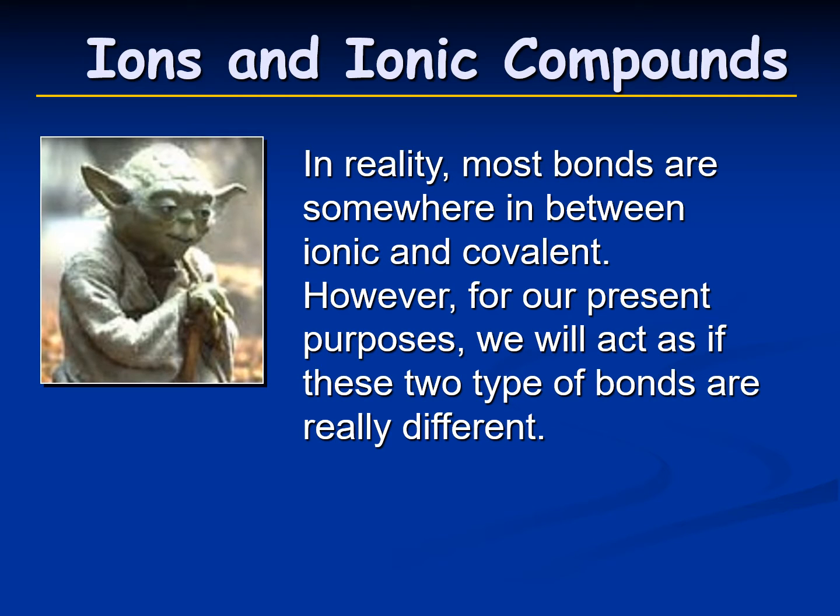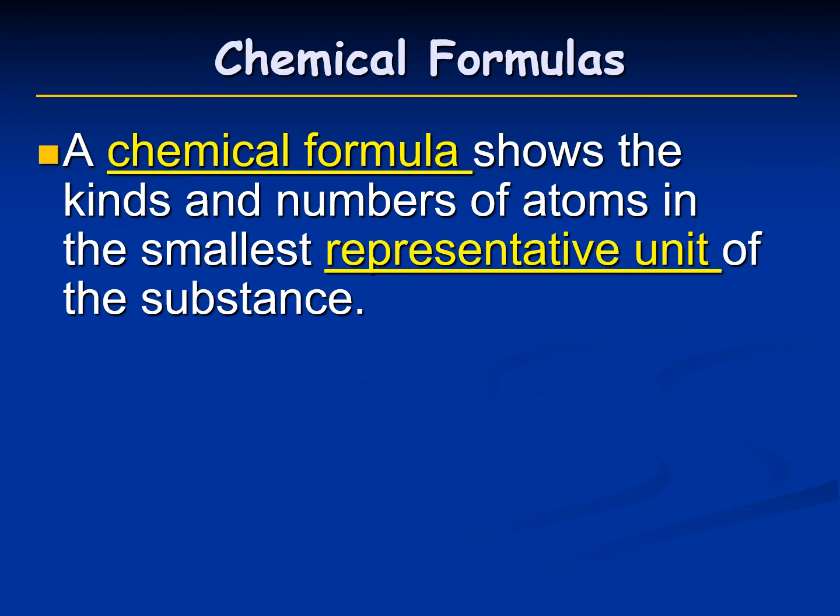Now, in reality, as we learned in our last unit, most bonds are somewhere in between ionic and covalent. But for the purposes of the present chapter, we're going to say if we have a metal and a nonmetal, or a metal and a polyatomic ion, then that's an ionic compound. And we're going to follow the rules for naming and writing according to the ionic rules. If we have two nonmetals, then we're going to say that's covalent. Those will be molecules, and we'll follow the names for molecular compounds.